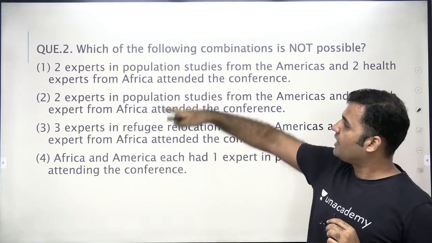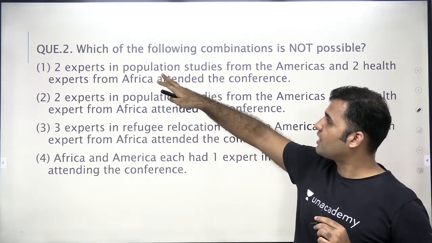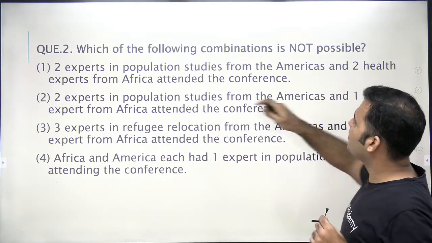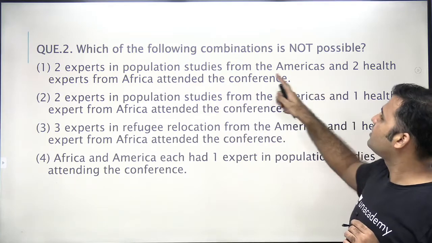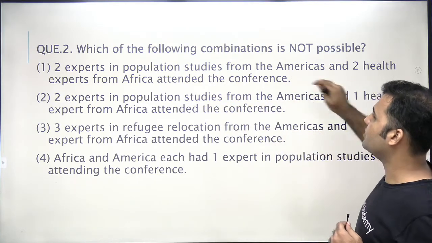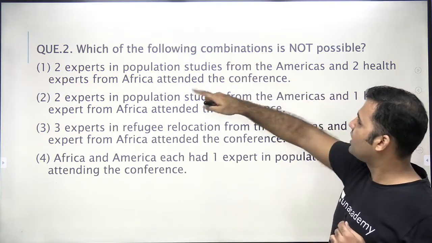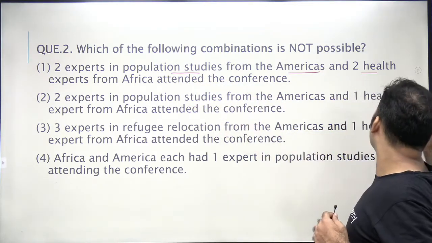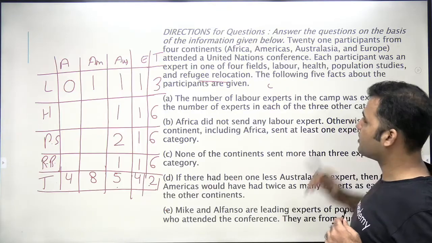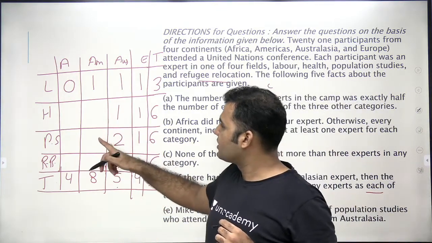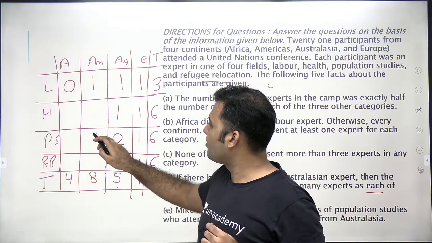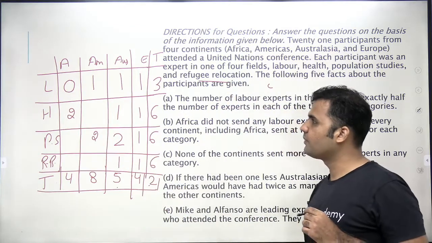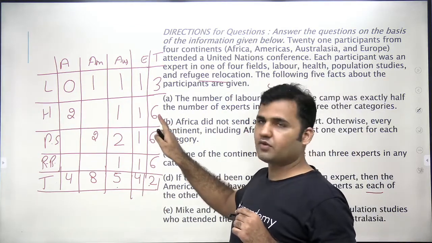Instead, we'll see which of the following cases is not possible by assuming, let's say, I go with this option which says 2 experts in population study from America and 2 health experts from Africa attended the conference. Let's see, is it possible? Okay, look at this table. 2 experts in population study from America and 2 in health from Africa. Is it a possible option? Yes, we have a value of 6 over here.